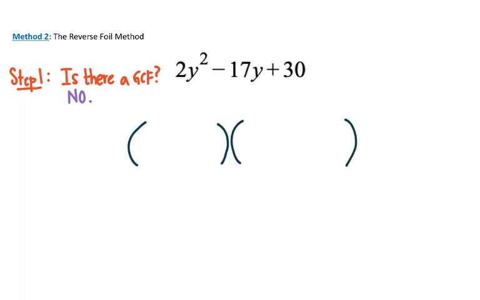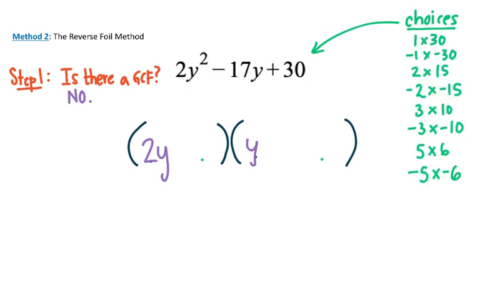So I open 2 sets of brackets, and I think to myself, for the first terms in each pair of brackets, what would it take to multiply 2 things and get 2y squared? The only way to do that is to break up 2y squared into 2y times y. Now for the last 2 terms, we have to ask ourselves, what 2 terms will multiply to be positive 30? So I will list the choices.